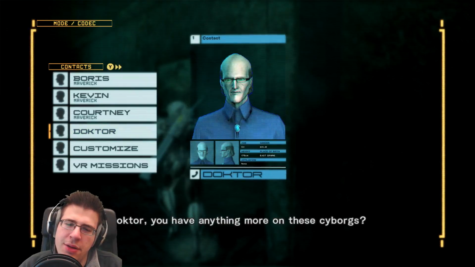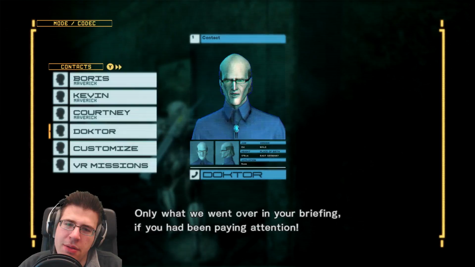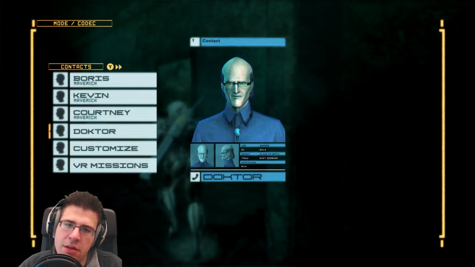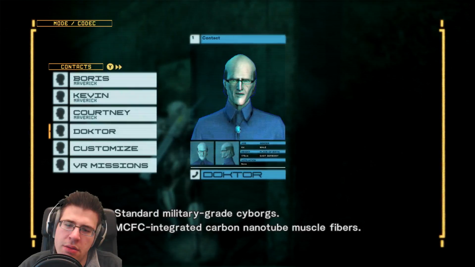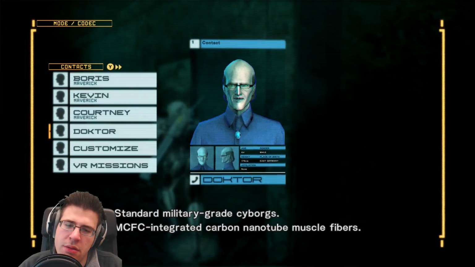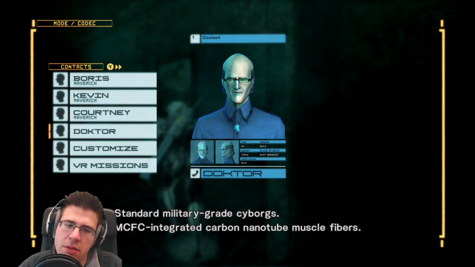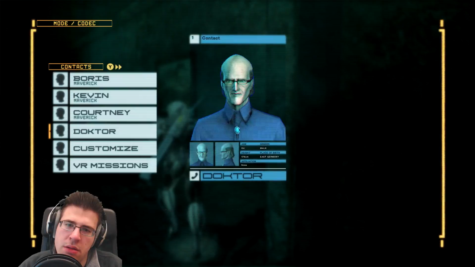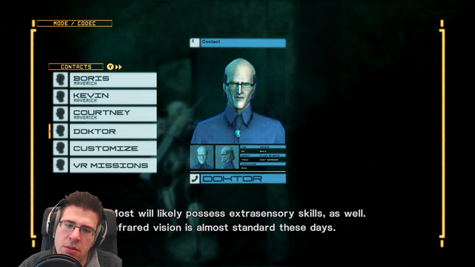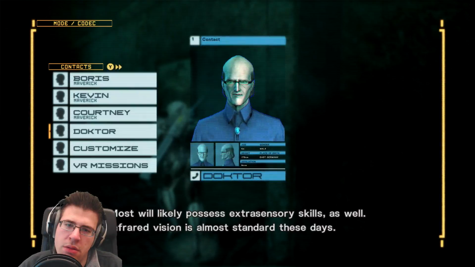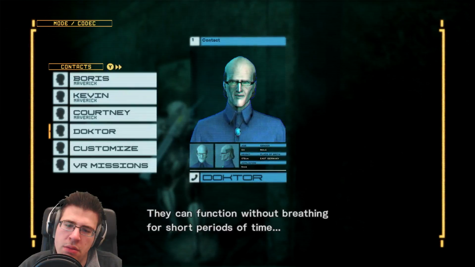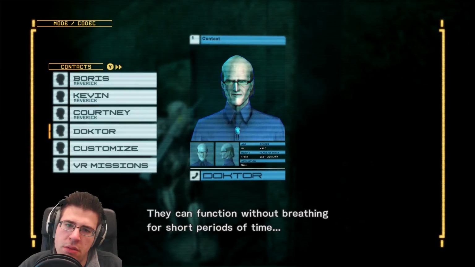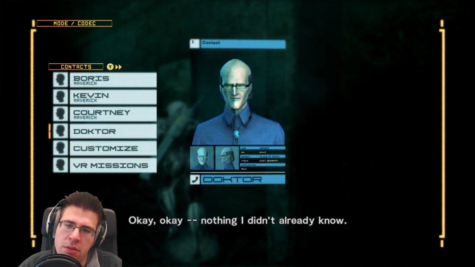Doctor, you have anything more on these cyborgs? Only what we went over in your briefing, if you had been paying attention. Standard military-grade cyborgs. MCFC integrated carbon nanotube muscle fibers. Impressive response time and power yield when focused correctly. Most will likely possess extrasensory skills as well. Infrared vision is almost standard these days. They can function without breathing for short periods of time. Okay. Nothing I didn't already know.